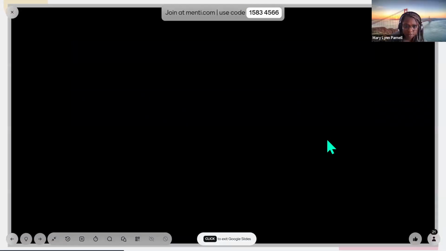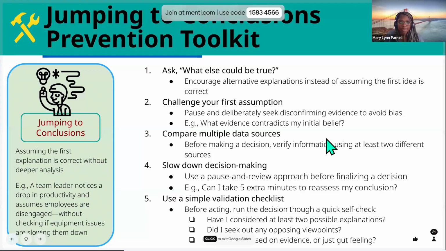All right. Let's go ahead and dive into these four pitfalls. And the first one we're going to talk about is jumping to conclusions. So again, it's really assuming the first explanation is correct. So what are the ways that we can prevent that?